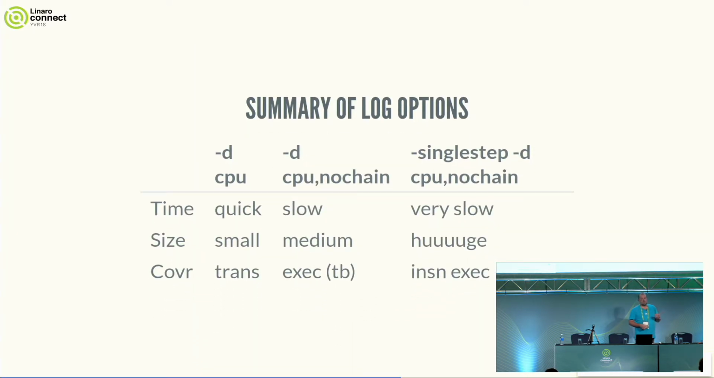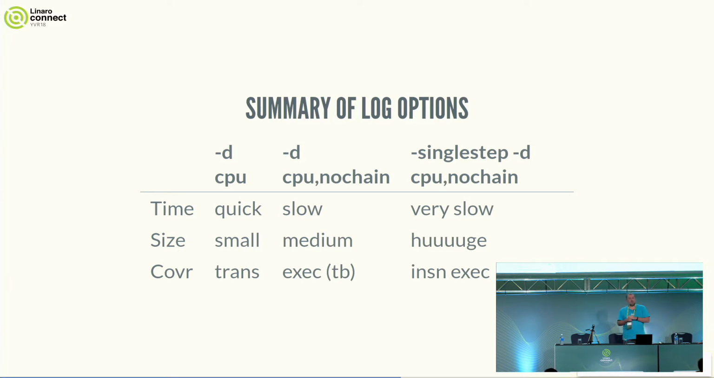So just to summarize the log options you've got, dCPU will dump the state of the CPU. It's quick. You get relatively small trace files, but what you're really covering here is translation. So it's good coverage for every piece of code that has been executed, because we have to translate it at least once, but it won't tell you how often it's executed. If we want to see how often it's executed, we need to turn on the no chain option.